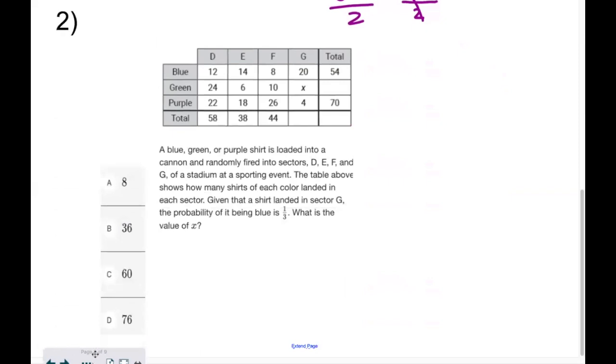This one's still hard, but a little easier. So we've got this is called conditional probability. So I'm going to skip ahead to the question actually. It says, given that a shirt landed in sector G, that's called conditional probability. So it really means only look at that part of the table. So if it landed in sector G, I only care about this part of the table.